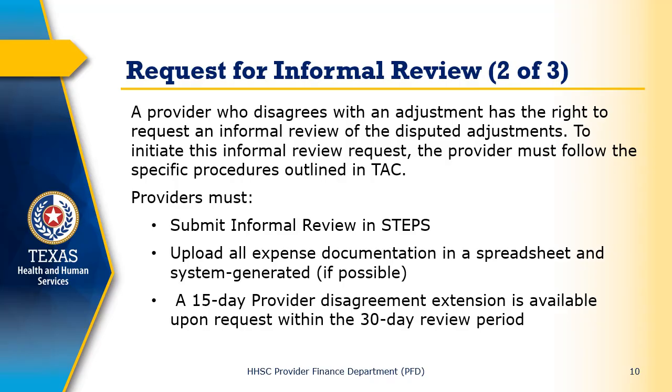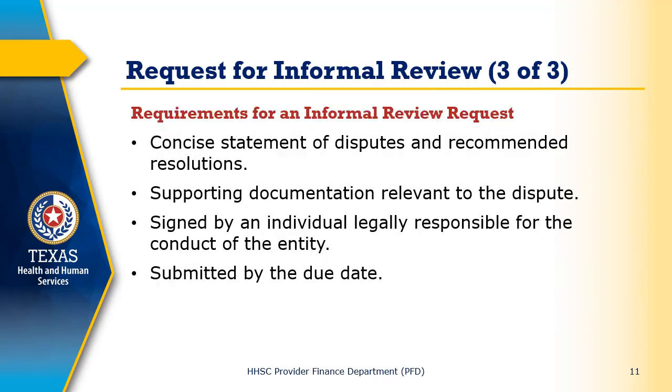Any supporting documentation must clearly relate to the dispute and should include system-generated expense information presented in a spreadsheet format. If disputing an adjustment, clearly indicate which adjustment is in question and provide the corrected value along with supporting documentation to substantiate your claims. It is important to note that the interested party must provide all relevant information when requesting an informal review. Requests that do not meet the requirements will not be accepted.